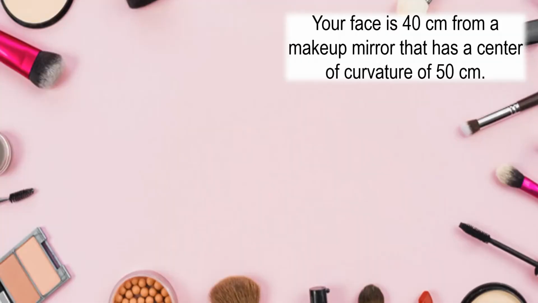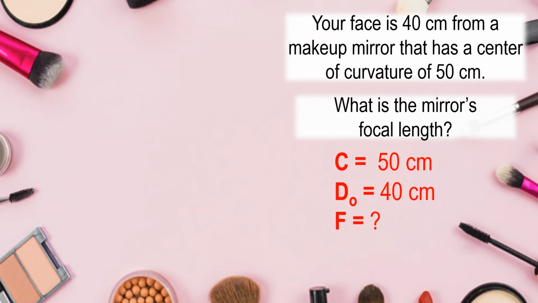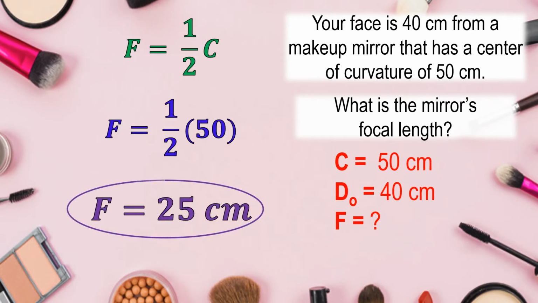Ow! You can't be pretty if you don't understand the math. So let's look at the focal point. Your face is 40 centimeters from a makeup mirror that has a center of curvature of 50 centimeters. We know the center of curvature. We want to know the focal length. We know the relationship. Focal length is half center of curvature. Write out your formula. Plug in what you know. Half of 50 is 25 centimeters. So our focal length is 25 centimeters.